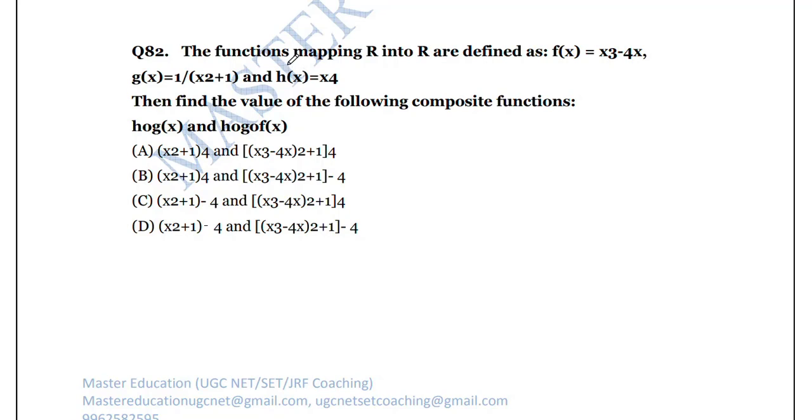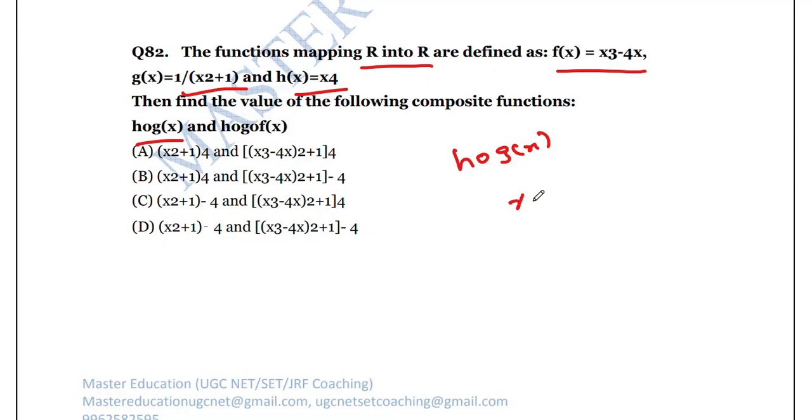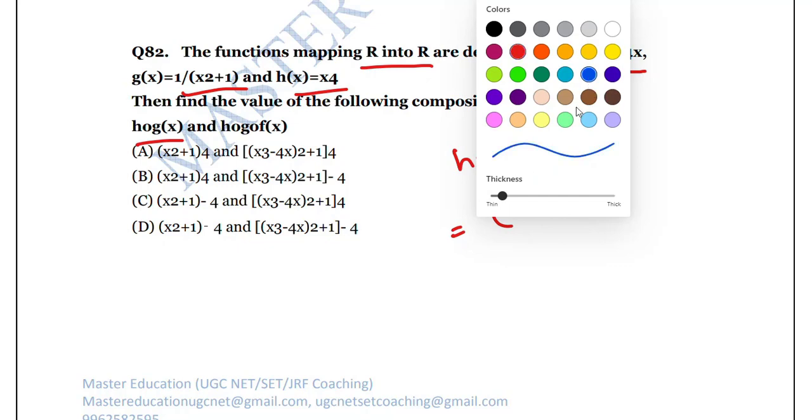The next question is, the functions mapping R into R are defined as f of x equal to this, g of x is 1 divided by x squared plus 1 and h of x is equal to x power 4. Then find the value of the composite function h of g of x. First I have to find out h of g of x. So what is g of x? That is 1 divided by x squared plus 1. This I have to apply in the h of x. What is h of x? X power 4.